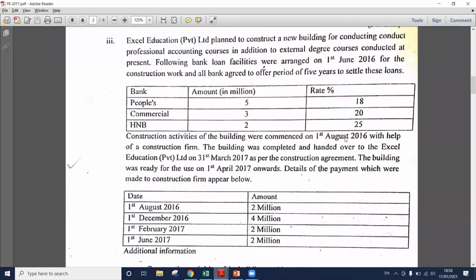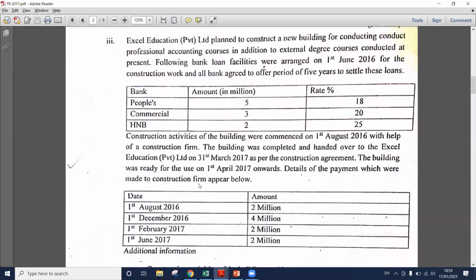And what is the other thing we need to know? When we have incurred the expenses for the asset, with the help of a construction firm. The building was completed and handed over to Excel Education Private Limited on 31st March 2017. Exactly at the year end date, they completed the construction work and handed over. The building was ready for use on 1st of April 2017.